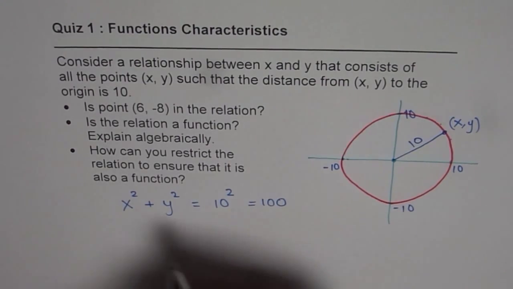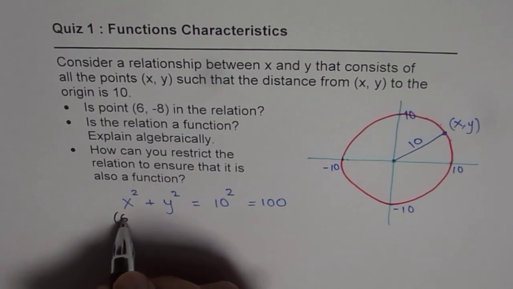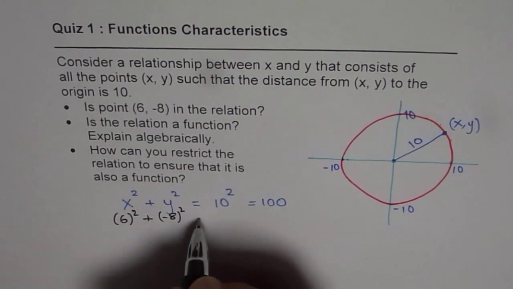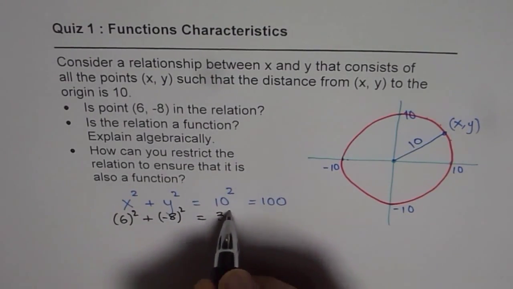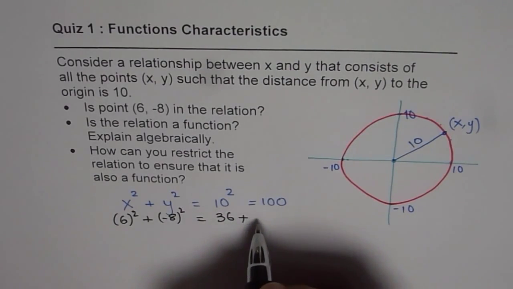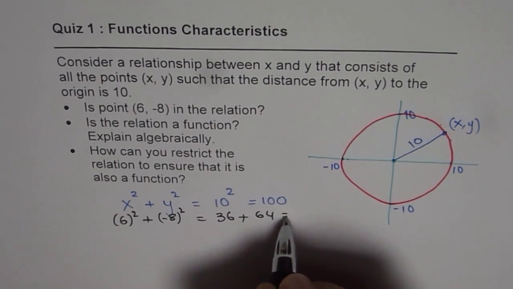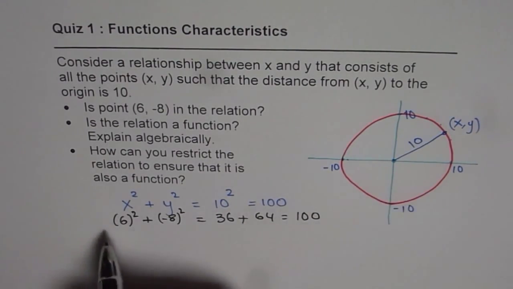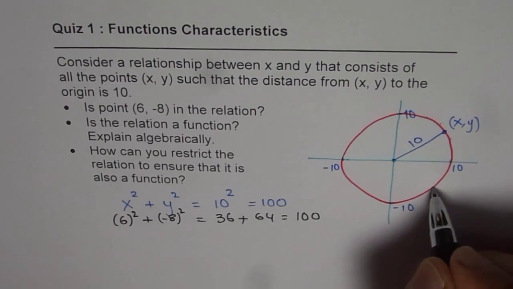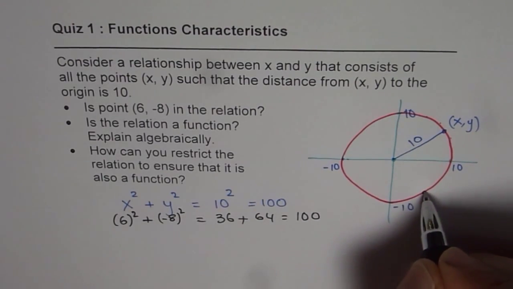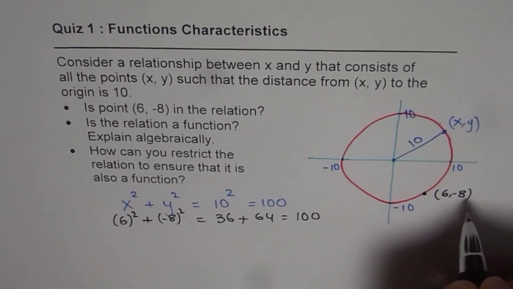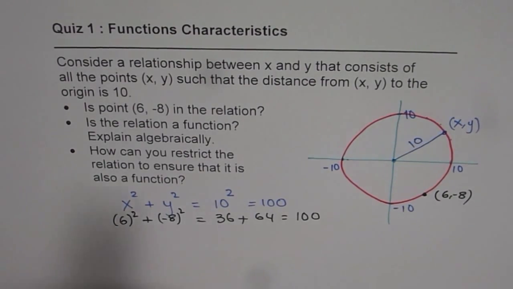Let's substitute. So we have 6 squared plus minus 8 squared, and 6 squared is 36, plus minus 8 squared is 64, and that is indeed 100, and therefore the point really lies on the circle. So (6, minus 8) will be, let us say here, right? So that could be the point (6, minus 8) on this relation.